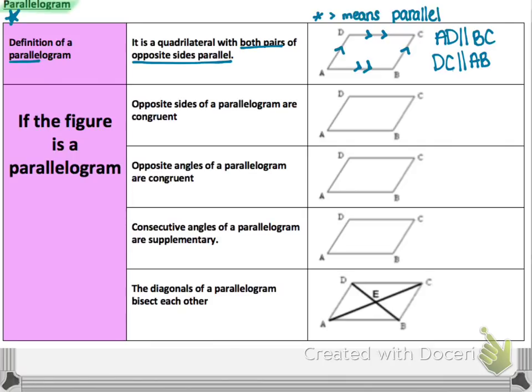Now we have some properties of parallelograms. Alright, so if a figure is a parallelogram, that means that both pairs of opposite sides are going to be congruent. So that means those sides that were parallel, they're also going to be congruent to each other. So AD is going to be congruent to BC, and AB is going to be congruent to DC.